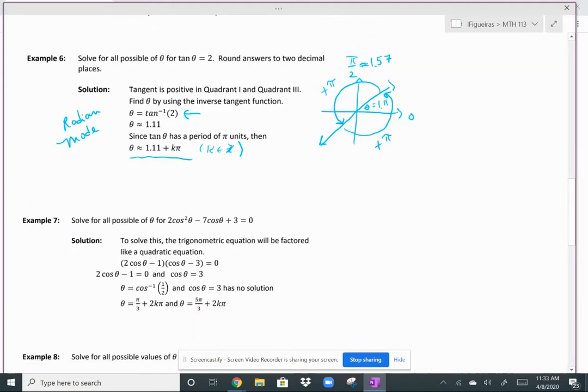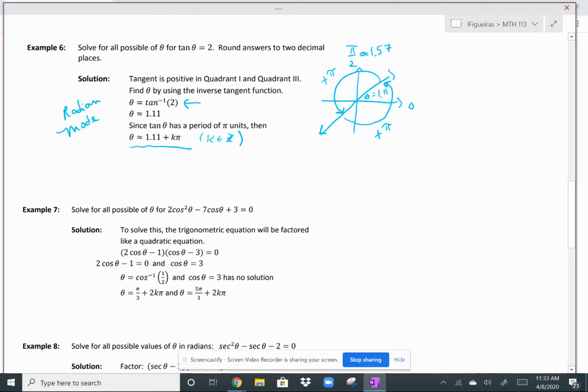Okay, let's move on. So here we want to solve for all possible values of theta for 2 cosine squared of theta minus 7 cosine of theta plus 3 equal to 0. All right, so this is a trigonometric equation that looks a lot like a quadratic equation. So you can think of this as 2x squared minus 7x plus 3.